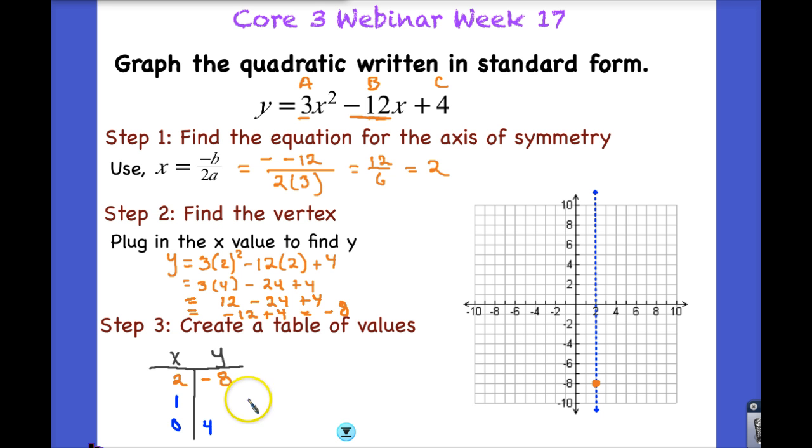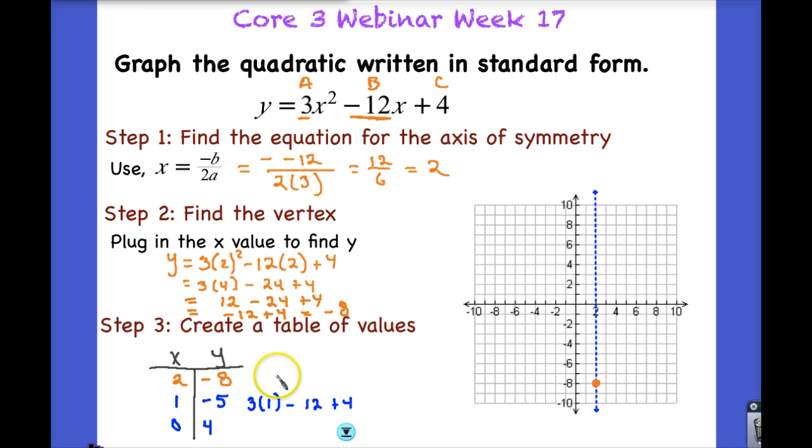So, for 1, we just are going to plug it in. So, 1 squared is just 1. Minus 12 times 1 is just 12. Plus 4. So, what's 3 minus 12? That's -9, I think. And -9 plus 4 is -5. So, Elliot, do you see how I made these points? Does that make sense how I made those points?